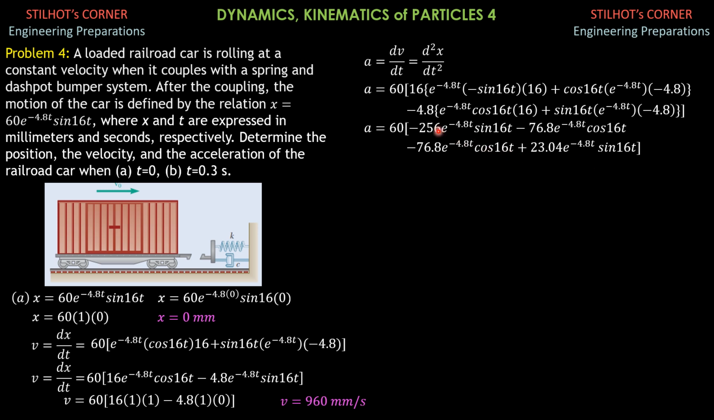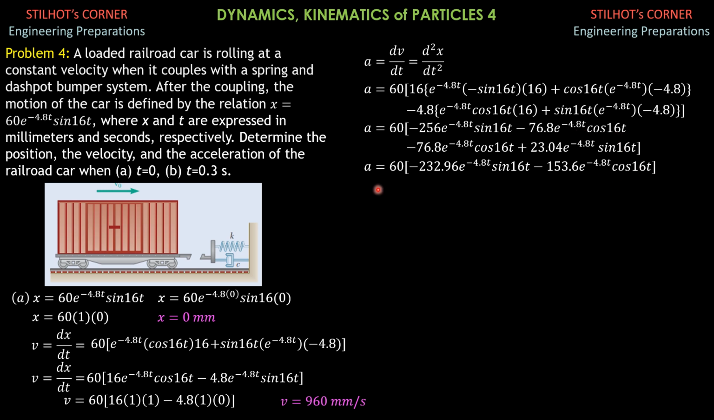Combining like terms, like this one and this, and these two are like terms also. So acceleration equals 60, quantity negative 232.96 e to the negative 4.8t sine 16t, then negative 153.6 e to the negative 4.8t cosine of 16t.